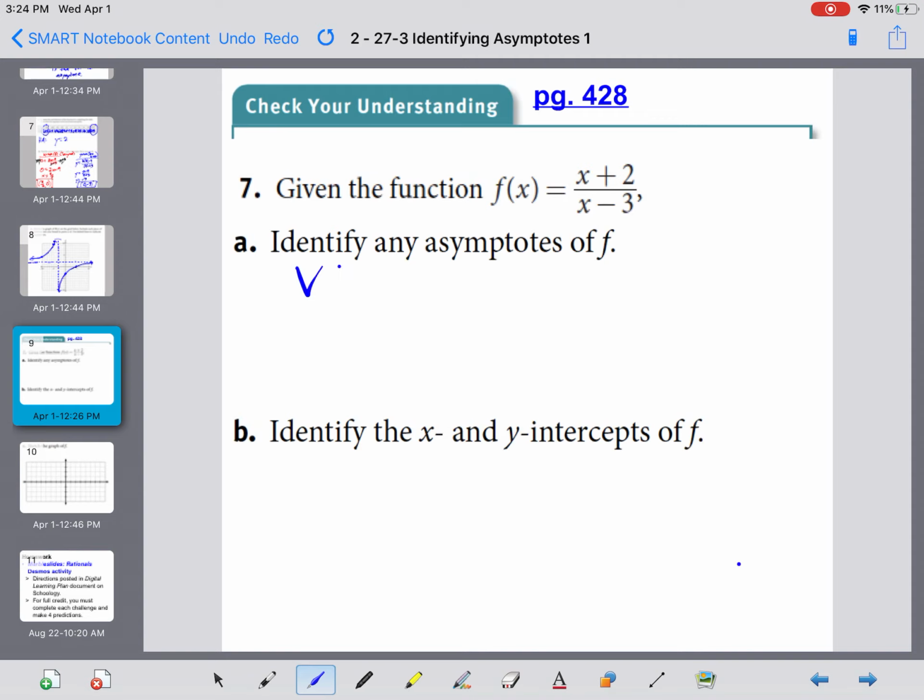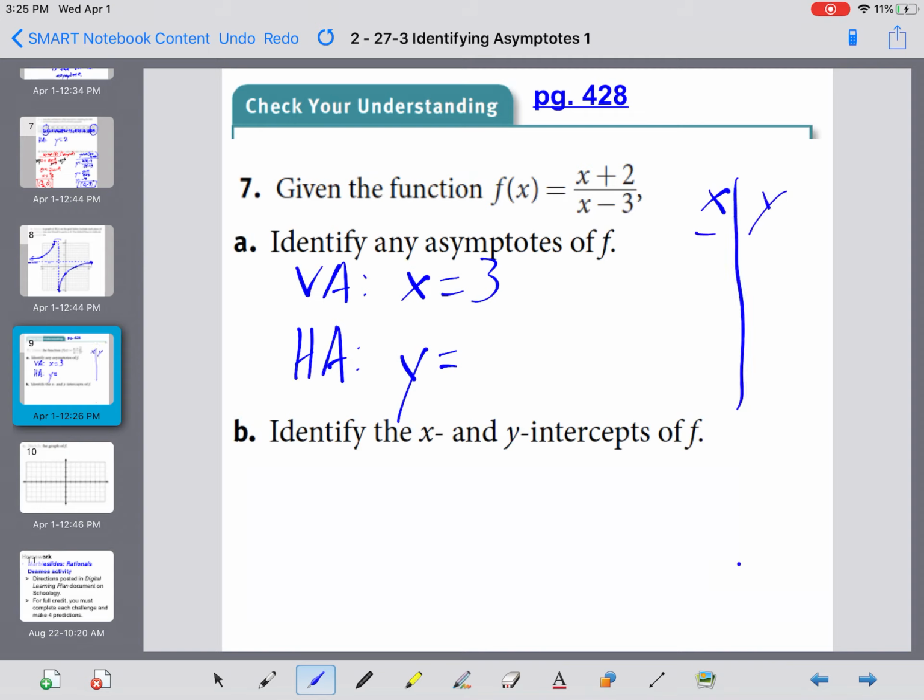All right, so vertical asymptote, easiest one to find, comes from the denominator right there, x minus 3. The restriction there is 3, so the vertical asymptote is at x equals 3. For the horizontal asymptote, the only way you know how to do that right now is by making a table. So if you start plugging in big numbers, we know there's going to be a y equals something. Just do a quick table over here, all right?